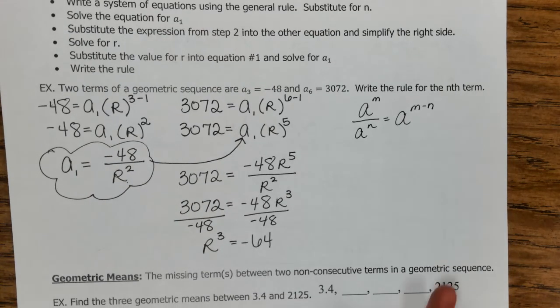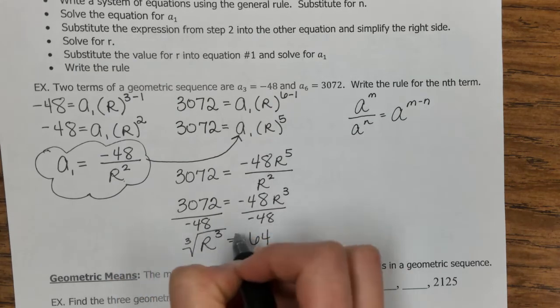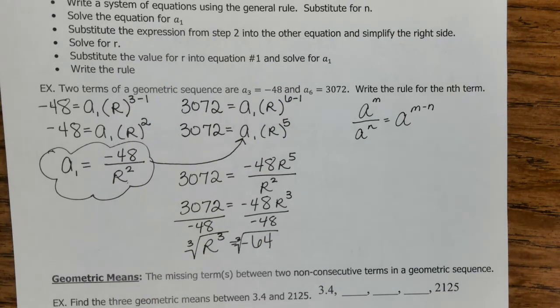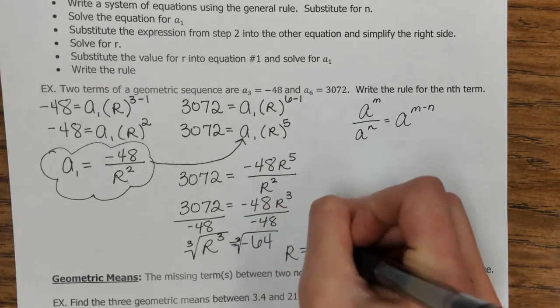Then what am I going to do? I'm going to take the cube root of both sides. Pay attention that that's a cube root, not a square root. If you put a square root there, yes, you're going to get points taken off, even if you got negative 4 as your answer, because you're not paying attention to what you're writing down. Okay? So it's the cube root, and r is going to equal negative 4.